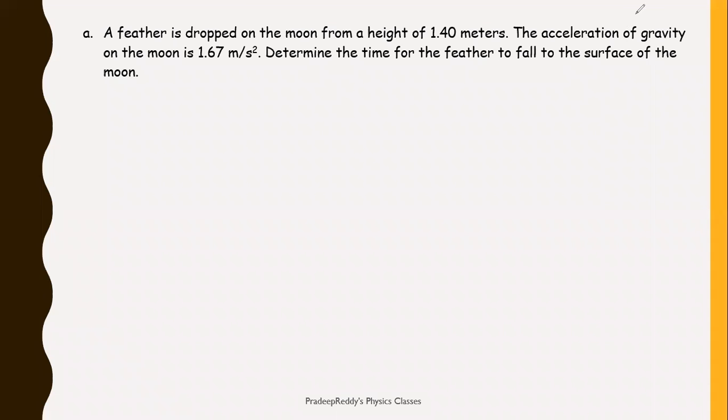Students, coming to the next problem. A feather is dropped on the moon from height 1.40 meter. The acceleration of gravity on the moon is 1.67 meter per second square. Determine the time for the feather to fall to the surface of the moon. Okay. Now, a feather is dropped on the moon from height. This is height.